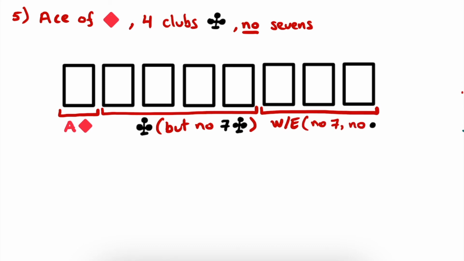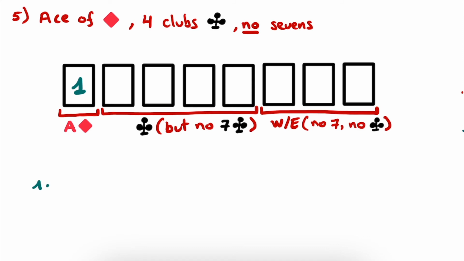However, they cannot be a 7 because, well, we don't like 7s, and they cannot be a club because if they were a club, that would mean that we would have more than 4 clubs, which violates our constraint. So let's now use our systematic method to calculate the number of combinations of 8 cards with exactly these constraints. For the first card, we of course only have one choice, namely the ace of diamonds. So that's quite simple. This subproblem simply reduces to the number 1.